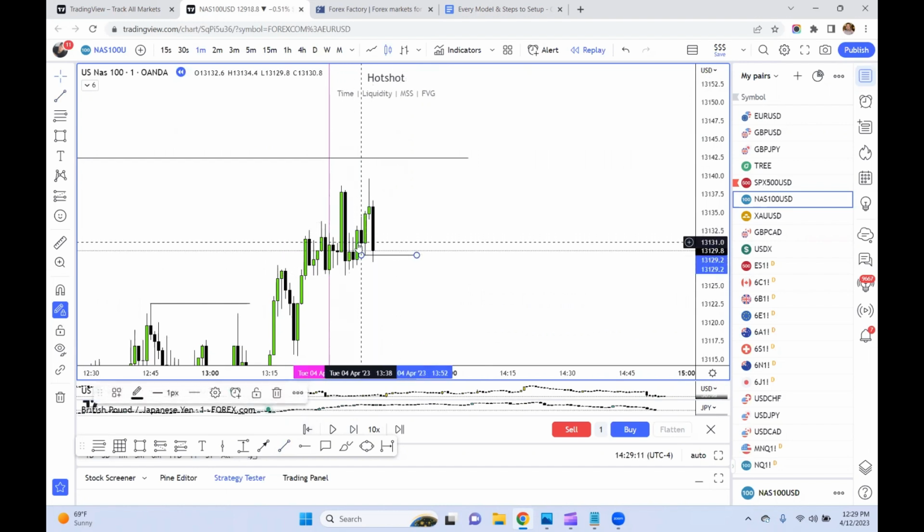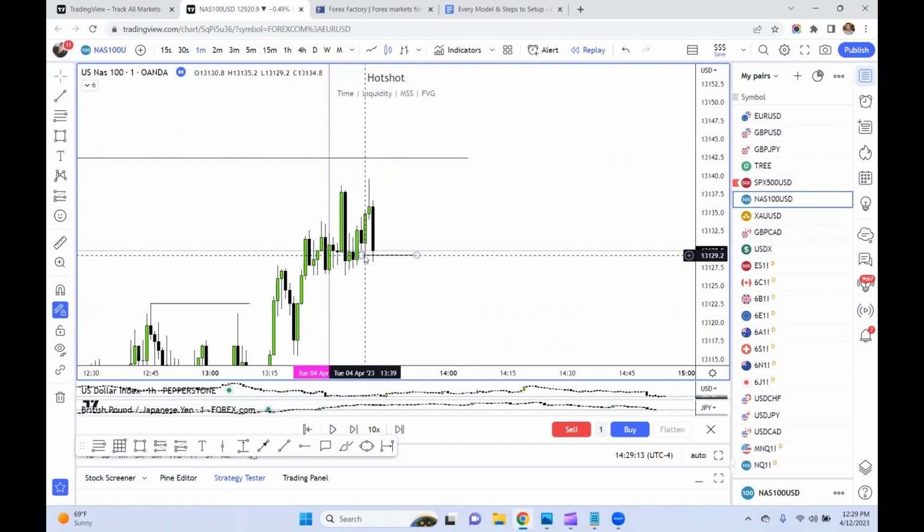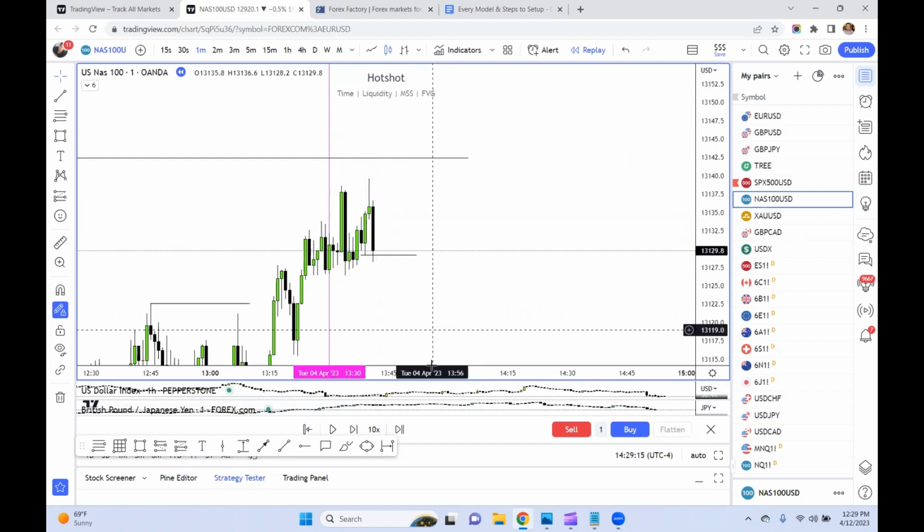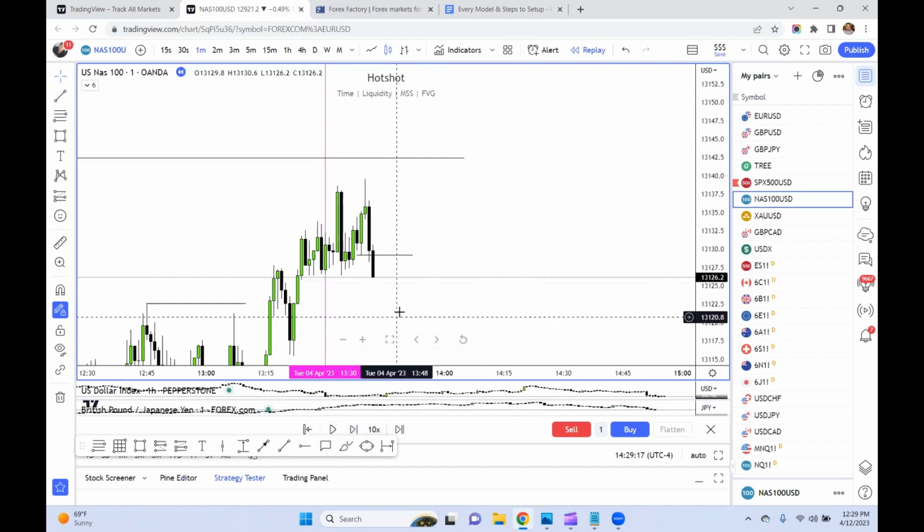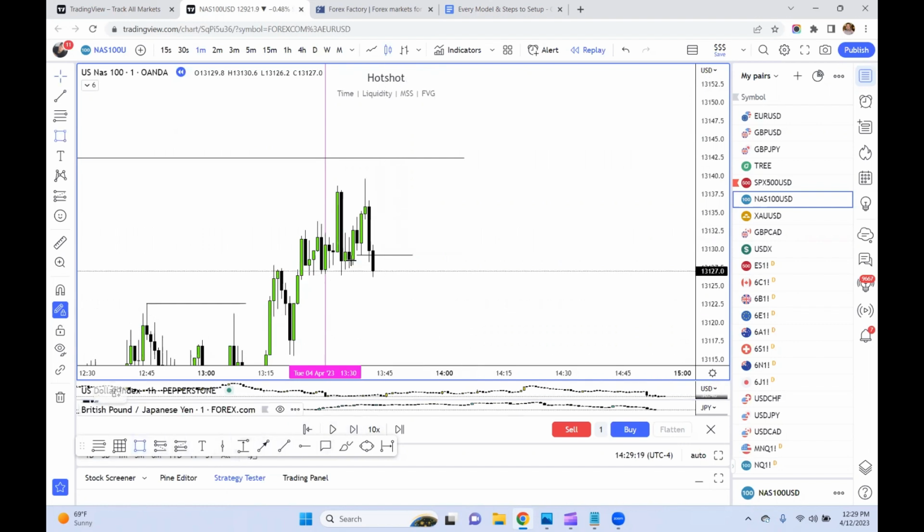This is a valid market structure shift point. The wick of this candle's low right here. This is a nice displacing candle. See the next one creating a fair value gap. Boom, it creates the fair value gap there. This is where we would look to take entry. We would take a sell right here, okay?